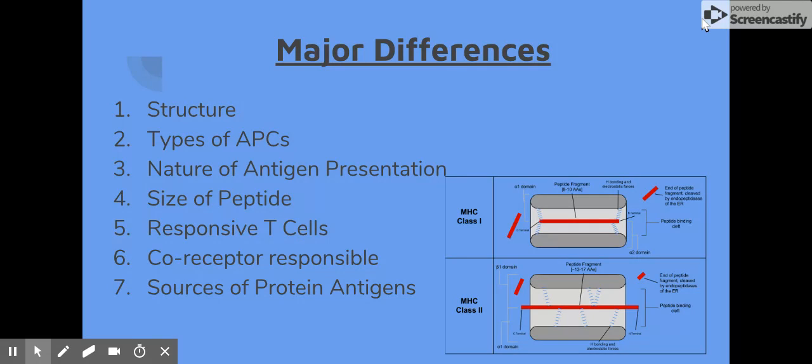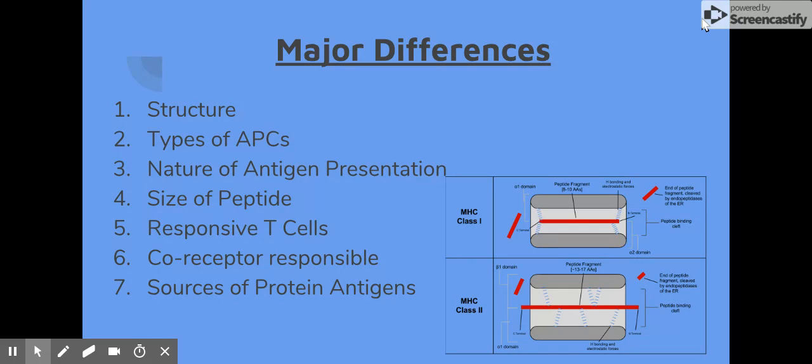Now we're going to look at the types of APCs. MHC1 glycoproteins are present in all nucleated cells, whereas MHC2 glycoproteins are only present on specialized antigen presenting cells, or APCs, including macrophages that engulf foreign particles such as bacteria, dendritic cells that present antigen to T cells, and B cells that produce antibodies.